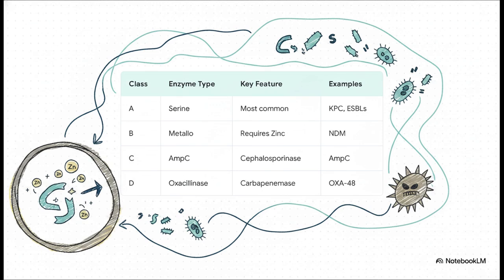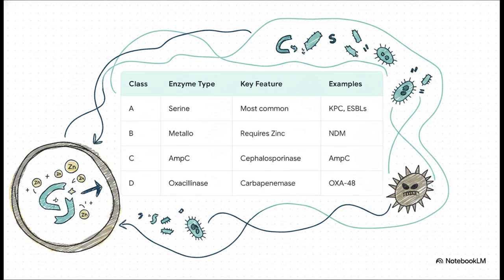Notice the really clear division here. Classes A, C, and D are all serine beta-lactamases. They use a serine amino acid right at their active site to attack the beta-lactam ring of the antibiotic. This includes your incredibly common ESBLs and KPC in Class A, AmpC in Class C, and OXA-48 in Class D.